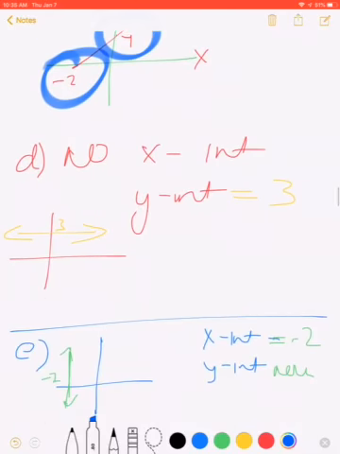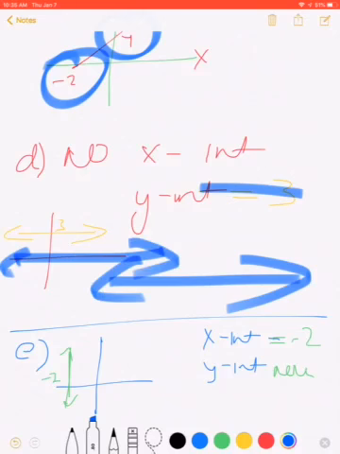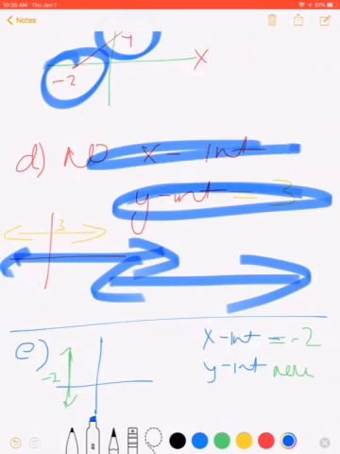In D and E, a little bit different. You have a horizontal line. In D, there is no x-intercept. If it's horizontal, it's parallel to the x-axis. So there's your x-axis here. There's your line. So the y-intercept is 3, but the x-intercept is nothing.